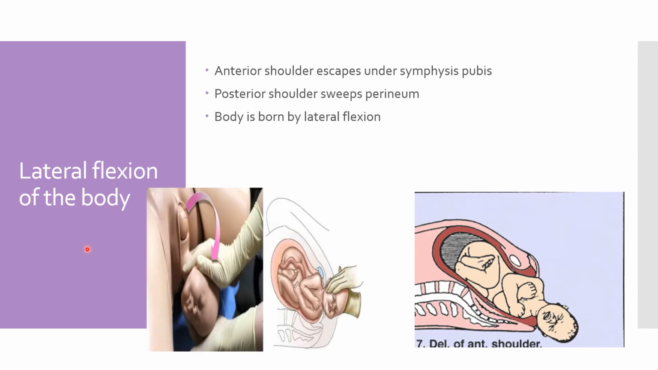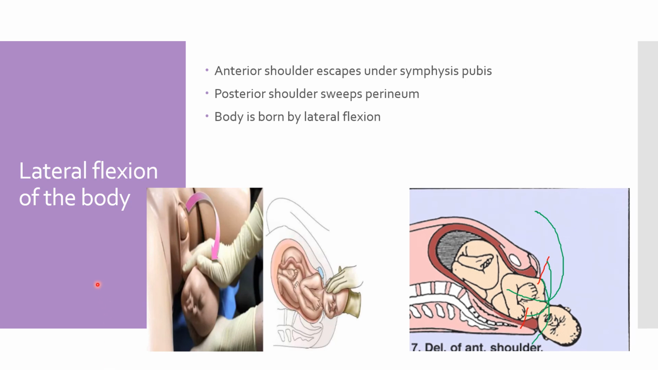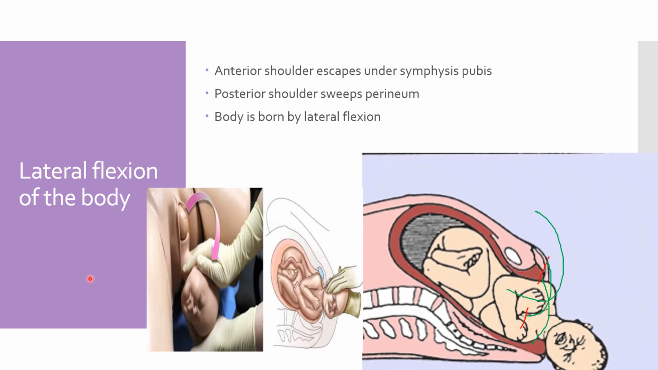Lateral flexion of the body. Here the anterior shoulder escapes by posterior flexion, and the posterior shoulder escapes by anterior flexion. This is the anterior shoulder. This is the posterior shoulder. This anterior shoulder escapes by the posterior flexion. This posterior shoulder escapes by the anterior flexion and lateral flexion of the body. The baby is born. Clear? Hope you understood this easily.